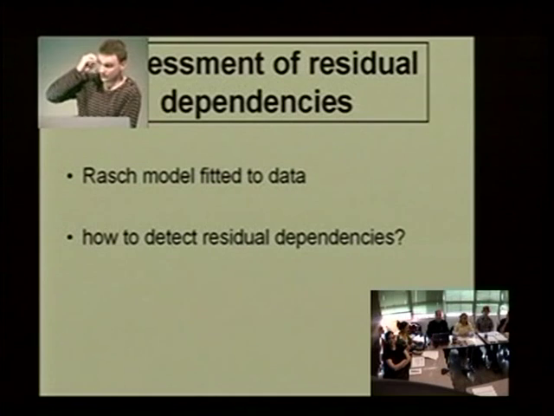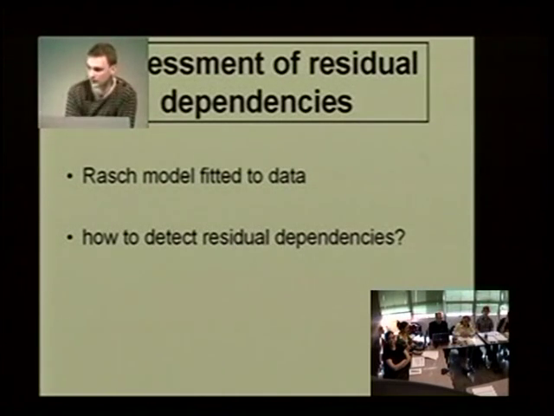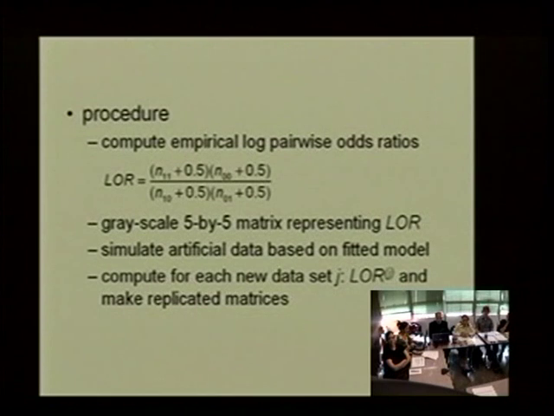Here is the first part, the assessment of residual dependencies. Before going to the modeling stage, you first want to find out whether there are any residual dependencies, of course. So what I did is I fitted a Rasch model to both the data sets, and the Rasch model is probably not the appropriate model for the law data.